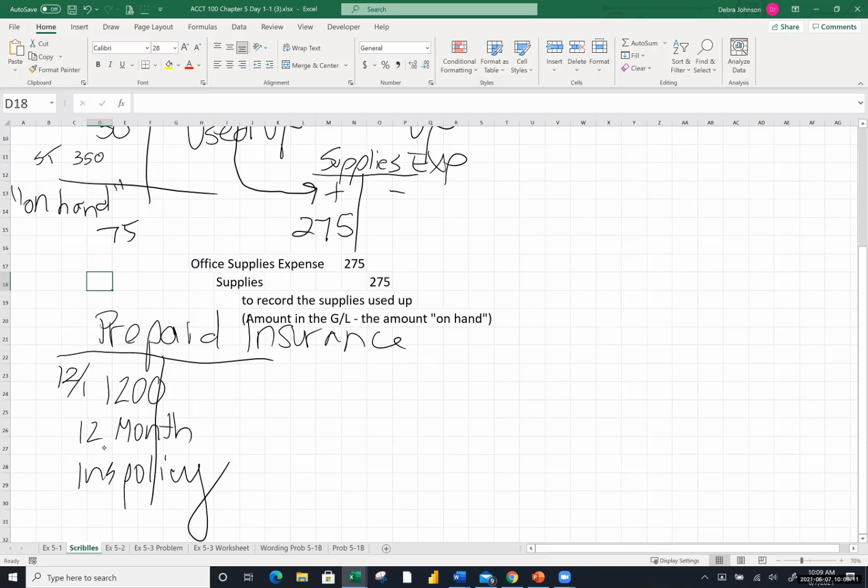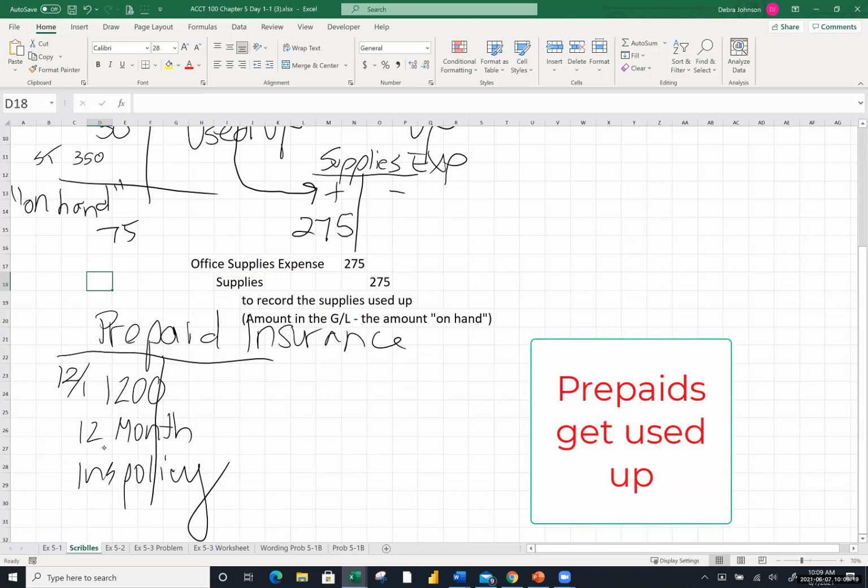Okay, well, an asset is something of value. What happens at the end of the period, and let's use 12/31 to make it easy, is that prepaid account doesn't have 12 months of value anymore. Why? Because 1 month has now been used up, right?